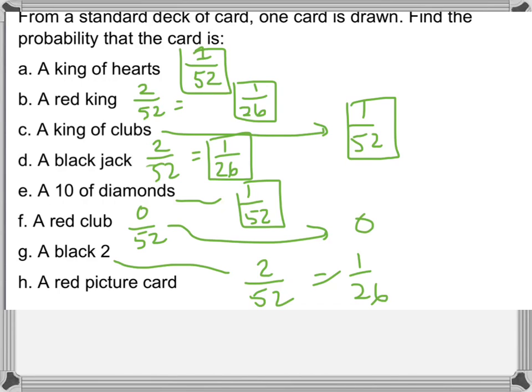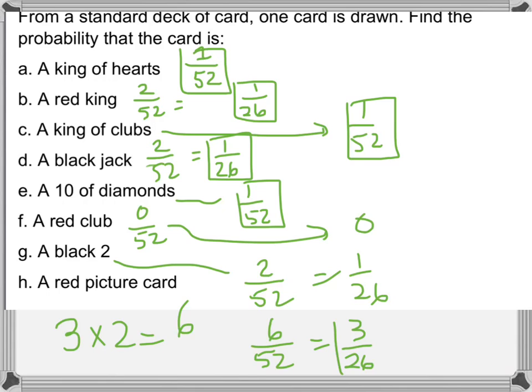A red picture card. So there are 3 picture cards in each suit and 2 red suits. So there are 6 red picture cards. So 6 out of 52, that reduces to 3 out of 26. And 26 is not divisible by 3 because 6 and 2 don't sum up to a number divisible by 3. So that is it.